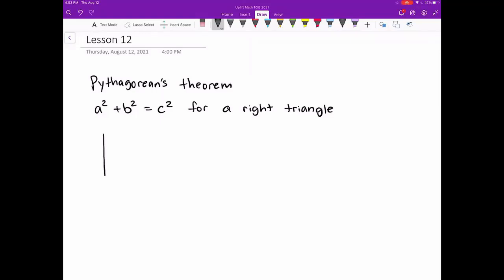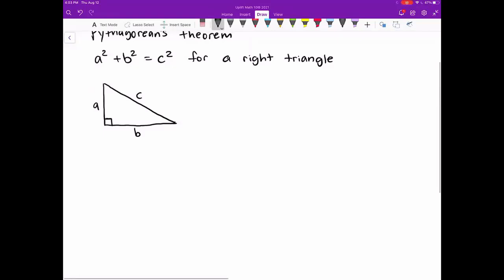So if we draw a right triangle, the two short sides will be the legs, the ones beside the right angle. And then the third one will be the hypotenuse, or c, which is the longest side. So for example, if we have a triangle with legs a and b equal to 3 and 4.